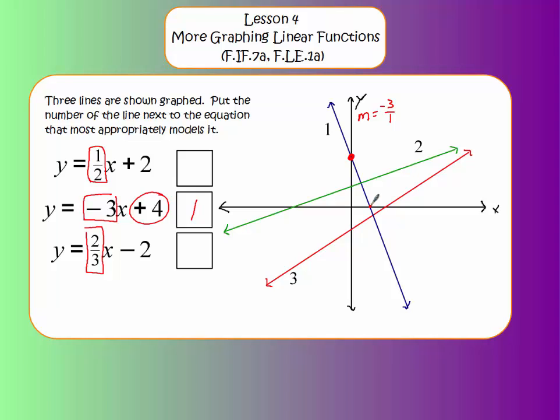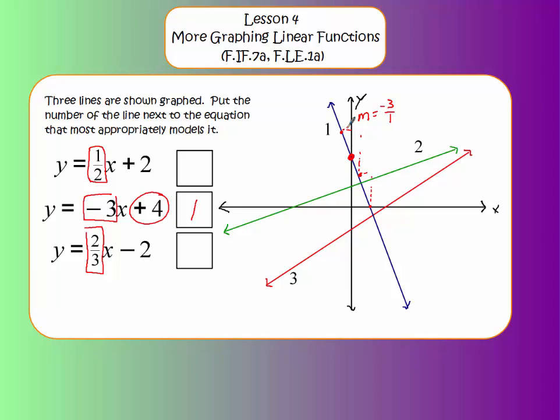which means I go up 3 and over 1. Let's start maybe around here. Go up 1, 2, 3, over 1. Yeah, it's pretty close, right? Up 3, over 1. So it looks like that could be the equation of this line: y equals -3x plus 4.